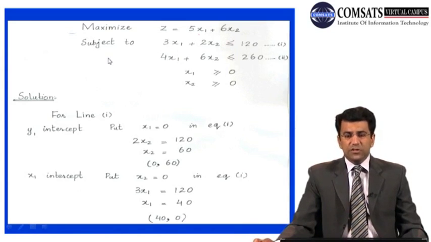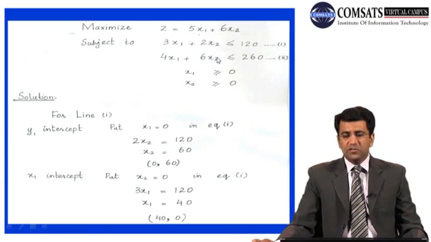Now what are the constraints? This maximization of the profit must be subject to these two constraints. We have represented these constraints by equation number 1 and equation number 2. What is the first constraint? That is 3x1 plus 2x2 should be less than or equal to 120. In the last class we learned by example how we can make these constraints from a practical scenario.